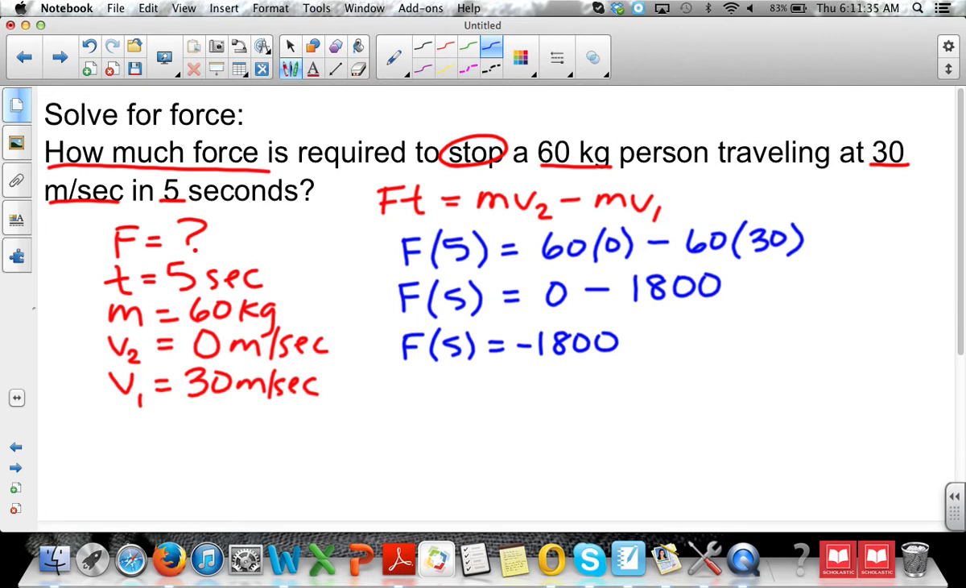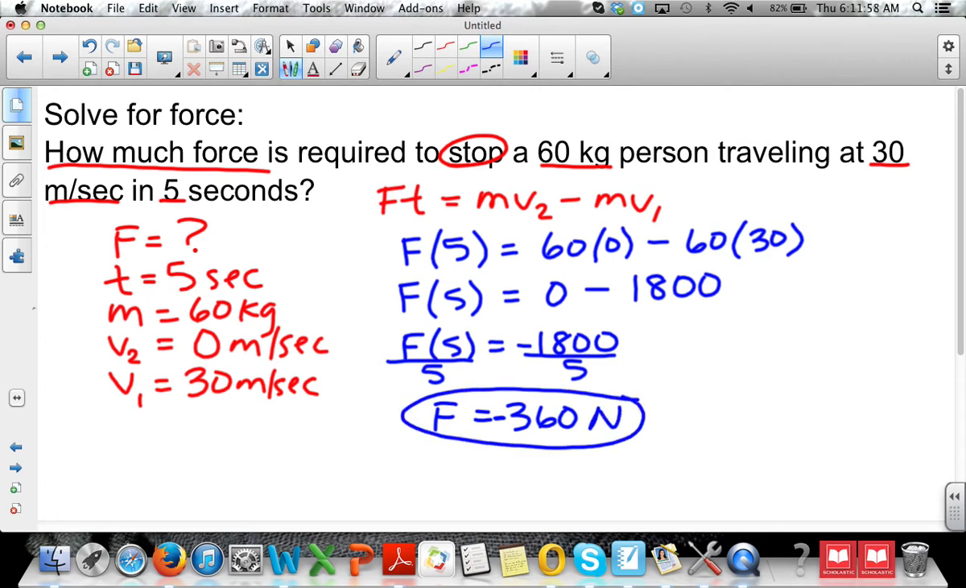And then to solve this, it's just like F equals ma, the same system. I have to divide by 5 to get F by itself. So F equals 360. And remember that negative, because of the negative 1,800. And then my units with force are newtons. Okay, so that is how much force is required.